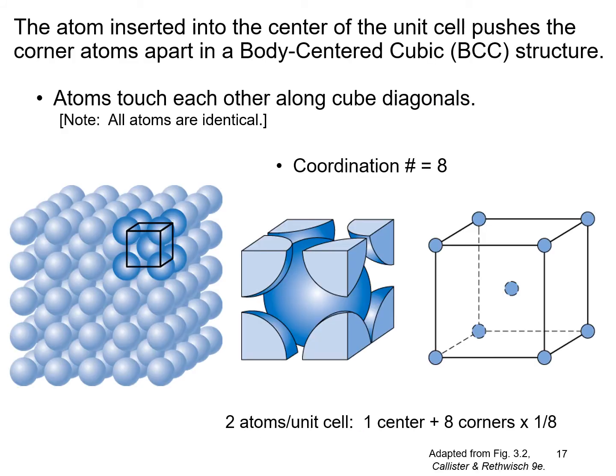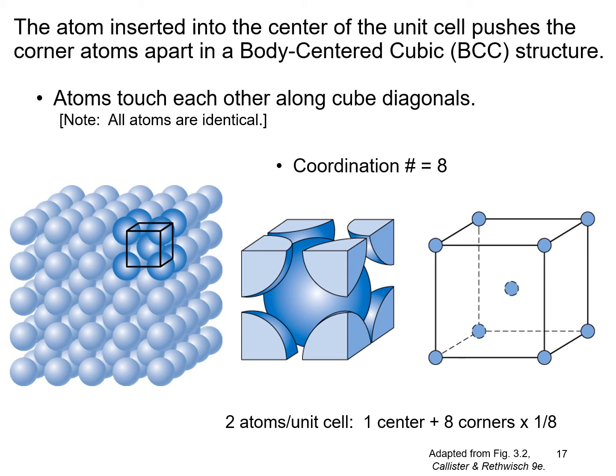Now that we have fully defined the simple cubic structure, let's look at our second structure, the body-centered cubic, BCC, structure. This structure is different from the simple cubic structure because, as you can see, there's one atom that has been inserted into the center of the unit cell, into the center of what would be a simple cubic structure, pushing the corner atoms outward. Atoms touch each other along the cubic diagonals.